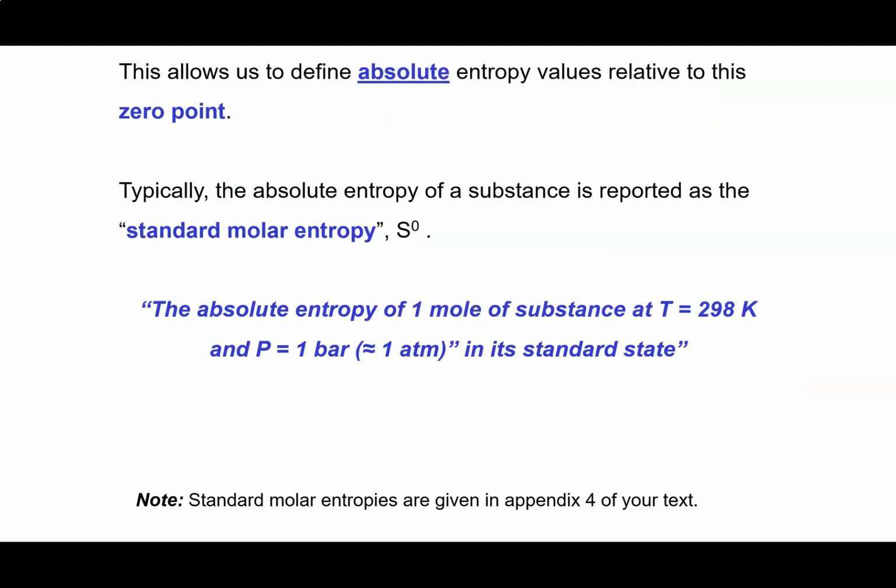So this allows us to define the absolute entropy value relative to the 0 point for a particular substance. And for a particular substance, this is reported as the standard molar entropy. So this is the entropy of 1 mole of a substance at standard conditions. And standard conditions are a temperature of 298 K, a pressure of 1 bar, and the substance is in its standard state. And standard state means if it's a solid, it's the pure solid.